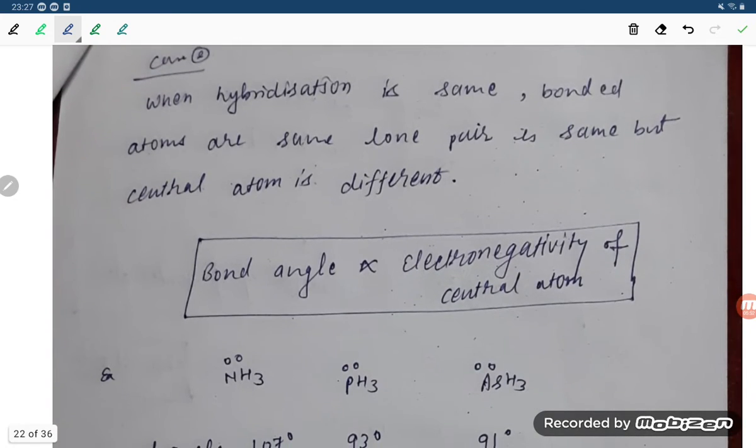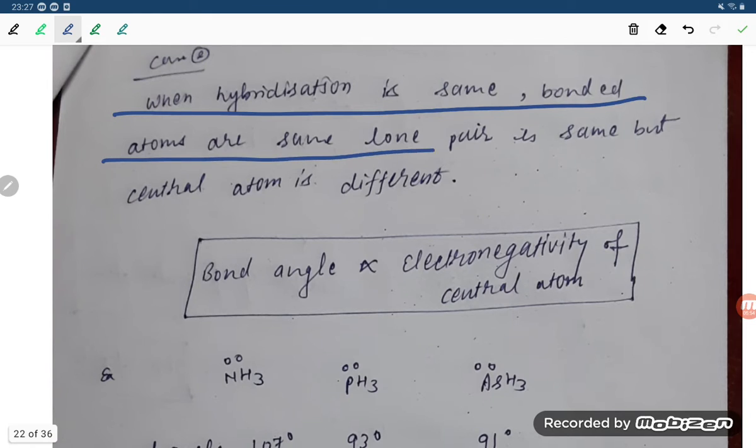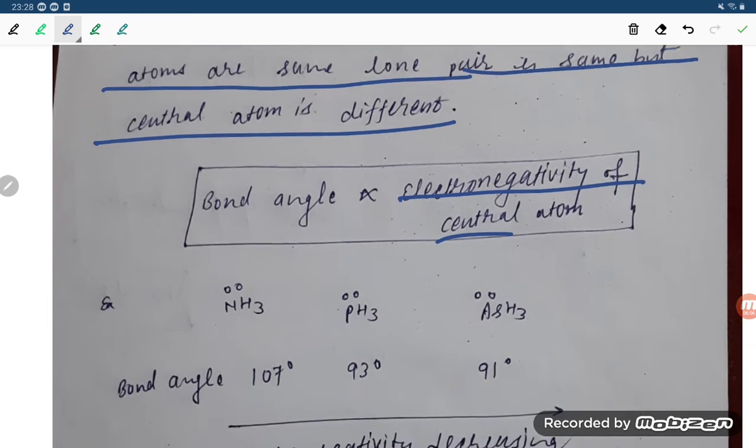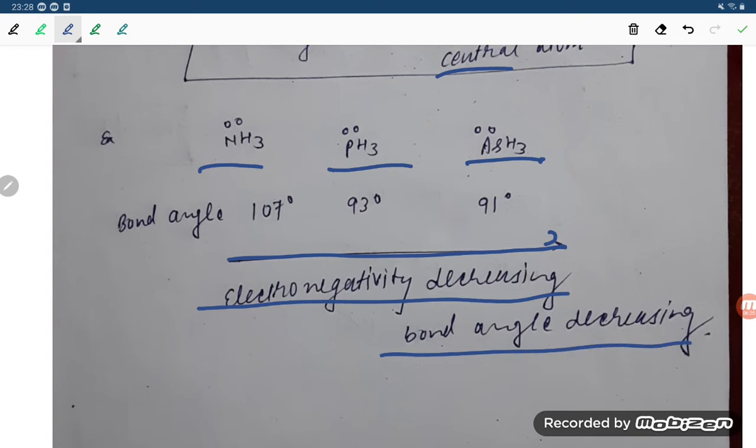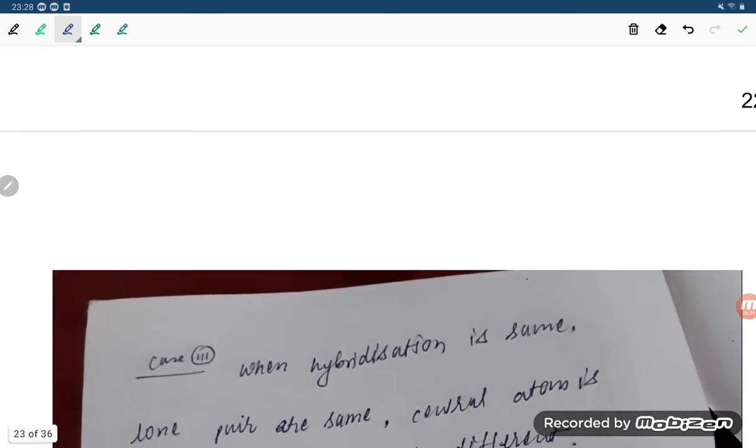Now, when hybridization is the same and the bonded atoms are the same, so lone pair is the same, but the central atom is different, in this case bond angle is proportional to the electronegativity of the central atom. See NH3, PH3, AsH3. Moving down the group, bond angle is getting decreased. Why? Because electronegativity is decreasing, so bond angle is also decreasing down the group.